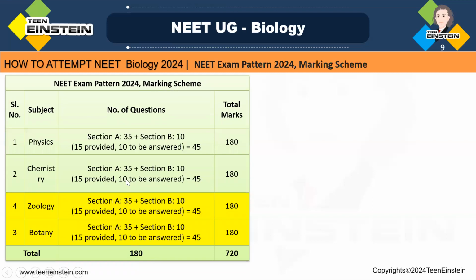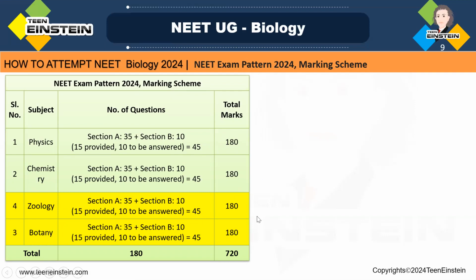So here we said the marking scheme: section A 35 plus section B 10 for each subject. In the zoology and botany section, section A 35 and section B 10 questions, and section B 15 questions will be provided and 10 to be answered. So in total, in all the subjects, you need to answer 180 questions, and the total marks will be 720. So you can see, physics for 180 marks, chemistry for 180 marks.